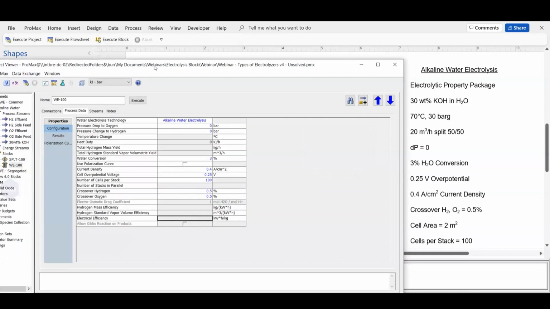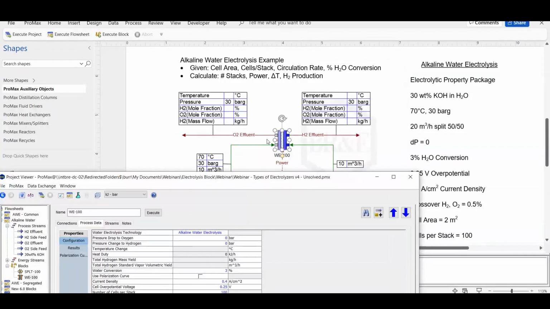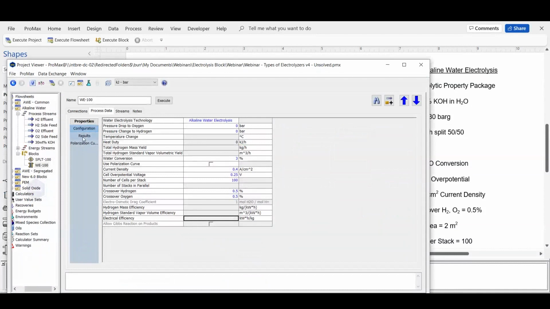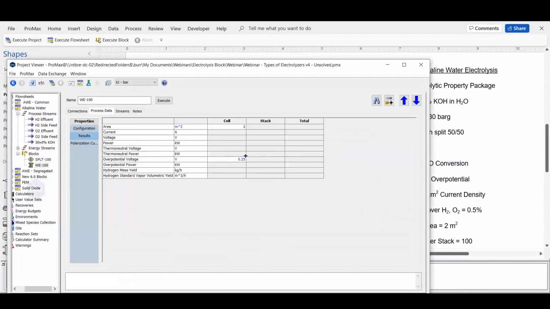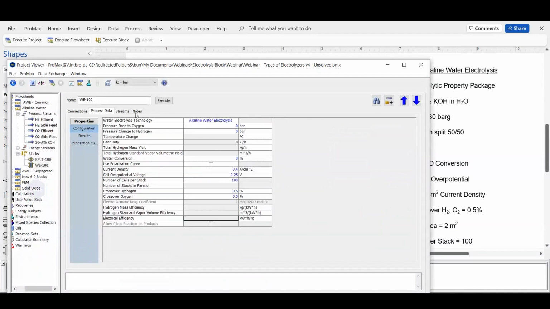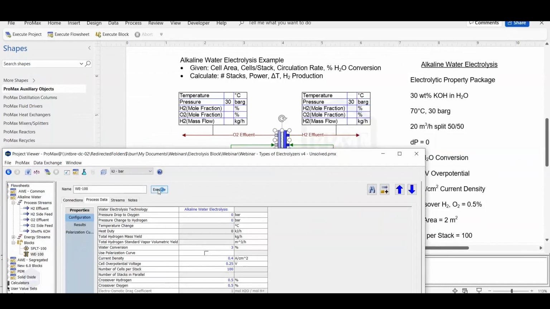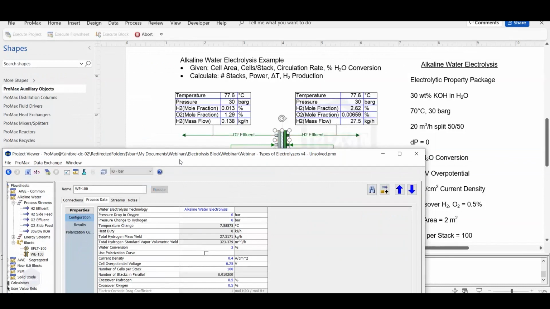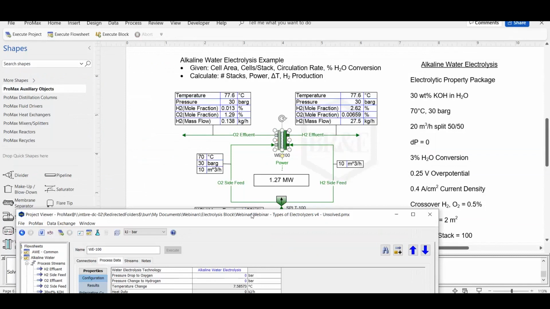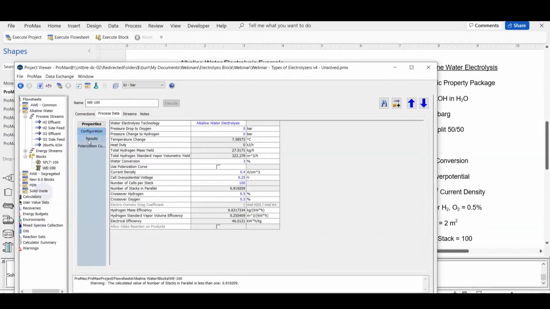Now all of our blocks have maroon outlet streams. There are no more empty cells with white backgrounds that we could put information into. So this block is completely specified, and right now we can execute this block.